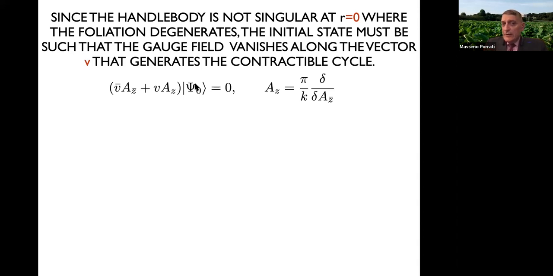Now, in radial quantization, you have some initial state, and the component A sub phi, the angular component of the gauge field along the contractible cycle, on that state must vanish. That's simply the condition that the origin is a regular point, and that you do an integral on your manifold of a one form, not just of a connection.